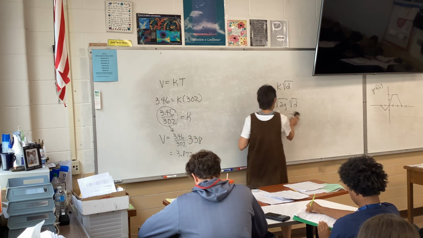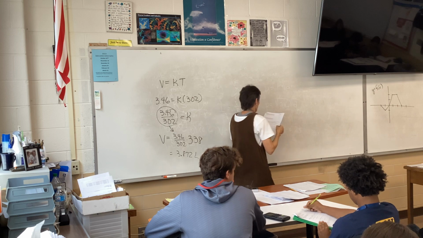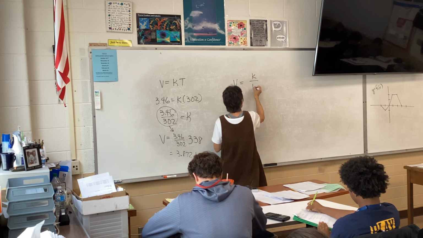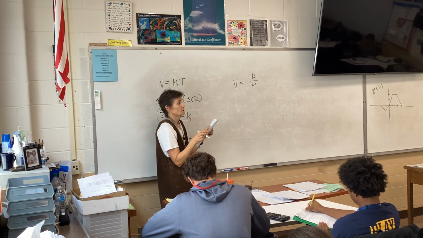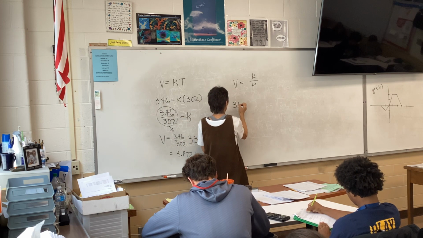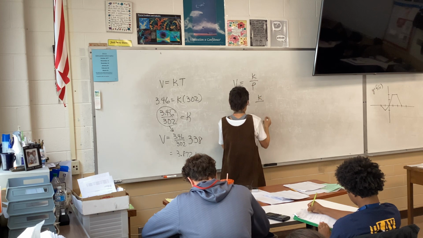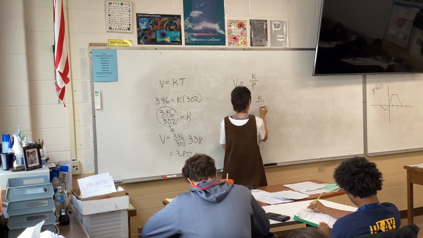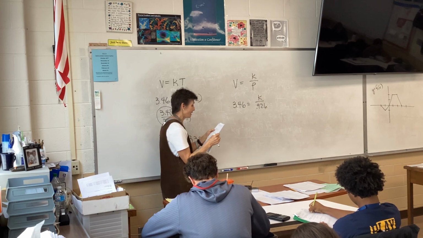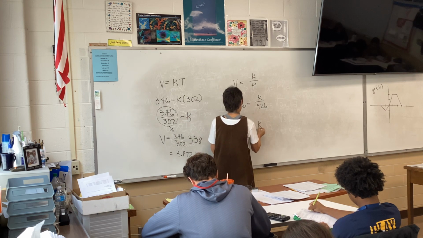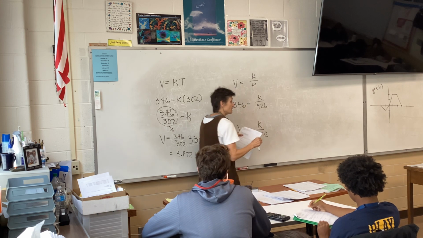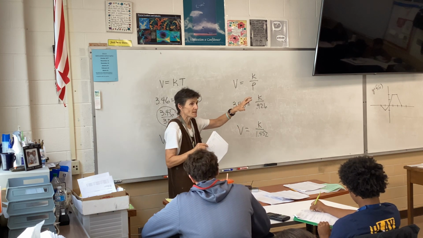One more and then I'll shut up. The volume of an enclosed gas varies inversely as pressure. If the pressure of a 3.46 liter sample is 0.926, what would the volume be at a pressure of 1.452? Now notice they keep throwing in extra information.